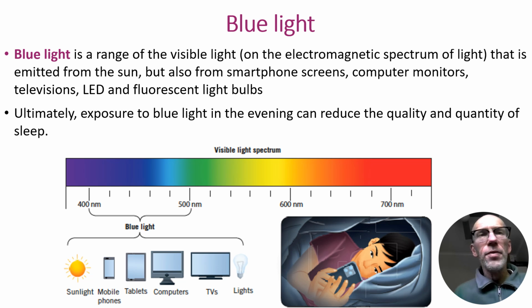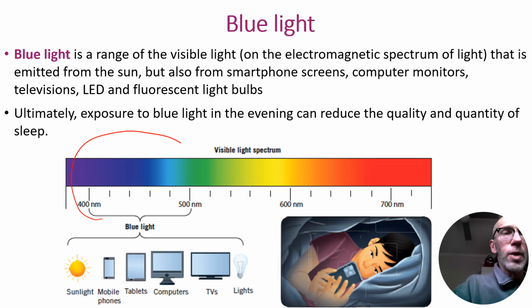Now, a point of emphasis here is the visual light that we see from the sun has a frequency between 400 to 500 nanometers. And that is the same frequency as the blue light that we get from screens. And the brain can't discern between natural light from the sun and artificial light from screens. But either way, it's got a frequency somewhere between that 400 to 500 nanometer range.